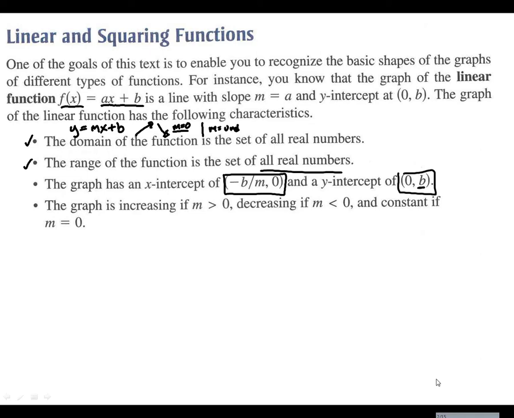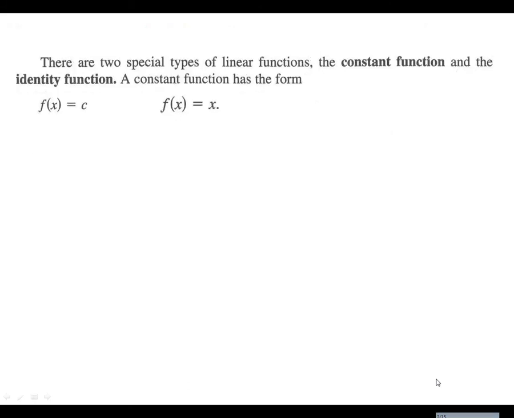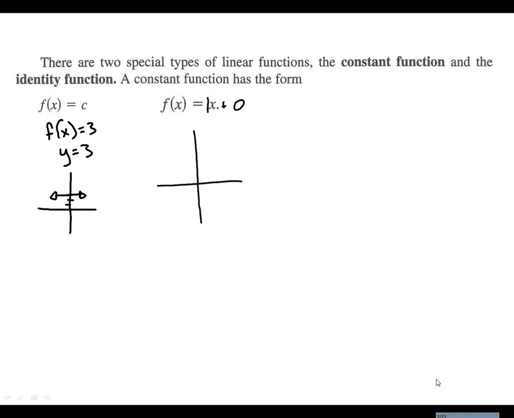And the graph is increasing if the slope is positive, and decreasing if the slope is negative, constant if the slope is 0. So taking a look at some special cases, f of x equals c. For example, f of x equals 3. That's the same as y equals 3, which is, as we've talked about, a horizontal line. And f of x equals x is your parent function on that one. Your slope is 1. Your intercept is 0. So we're going to go through the origin, up 1 over 1. It's a 45-degree angle.